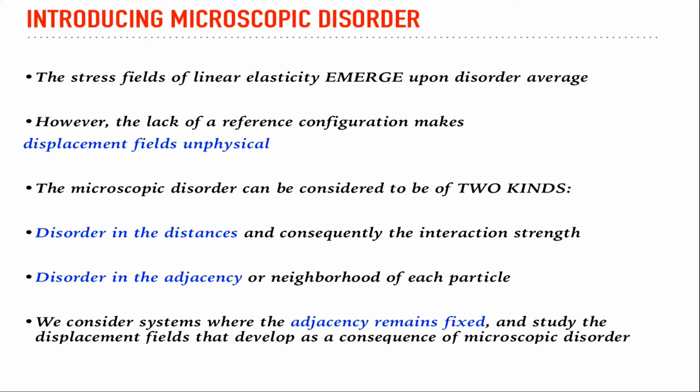So the microscopic disorder in such systems can be considered to be of two broad categories. One of them is a disorder in the distances between particles, and another one is a disorder in the adjacency. So suppose some particles have 5 neighbors, some particles have 7 neighbors, and so on. These two categories I am decoupling in order to make a simplistic model with which to understand such systems. So in this talk, I'm going to focus primarily on systems where the adjacency between particles remains fixed.